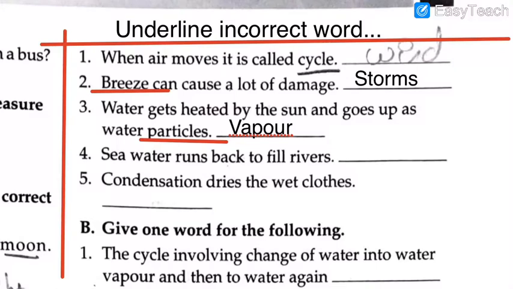Moving on, number 4. Sea water runs back to fill rivers. Is it true? Sea water runs back to fill the rivers? Anyways, your time starts now. Please guess which is the incorrect word. 1, 2, 3, 4, 5, 6, 7, 8, 9 and 10.